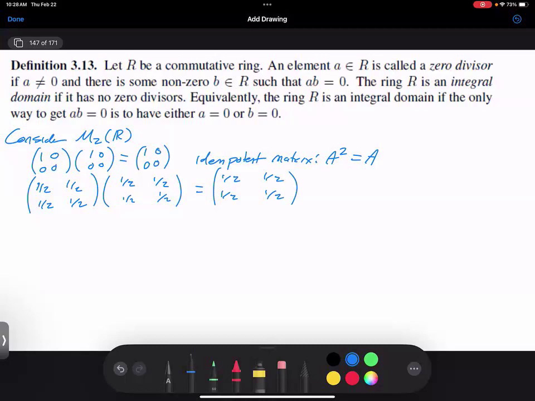So, what is an idempotent matrix? Well, there's only 4 entries for my matrix. I square it, and I've got 4 equations in 4 unknowns. Let's try to find all the solutions. So, a nice problem is: find all idempotent 2x2 real matrices.